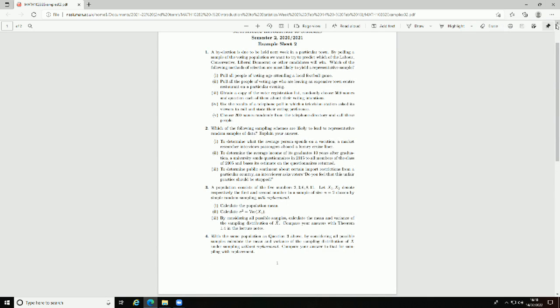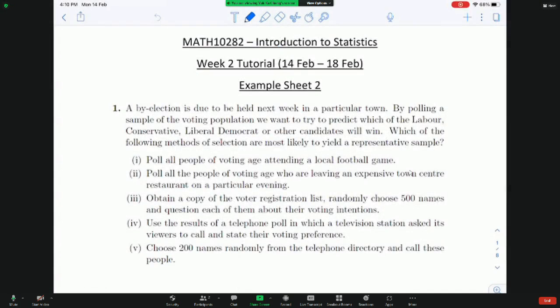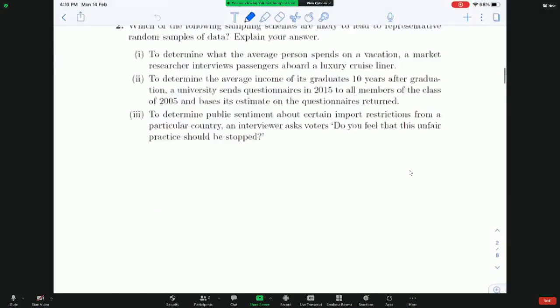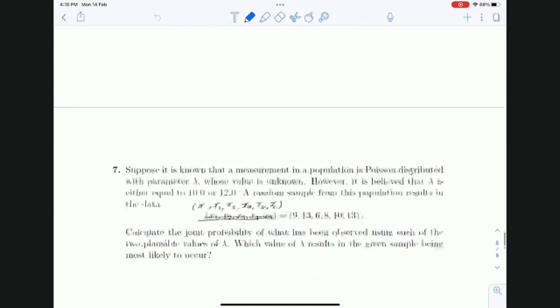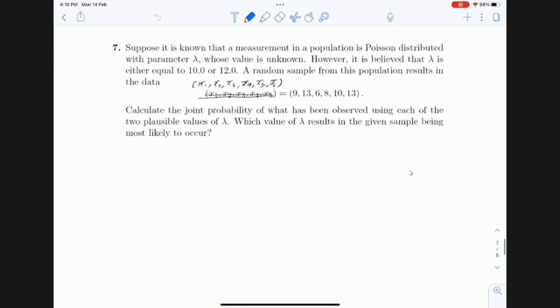Maybe I can start with question number 7. Probably I'll go from the last question and then back to the first. Usually the last few questions would be the difficult questions, right? So we start from question number 7.